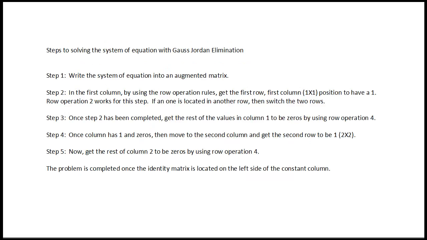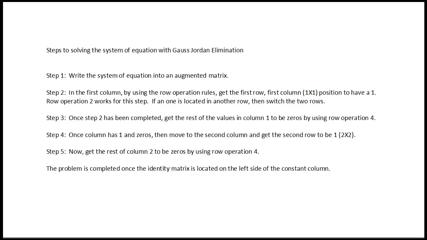Steps to solving the system of equations with Gauss-Jordan elimination. Step number 1. Write the system of equations into an augmented matrix. Step number 2. In the first column, by using the row operation rules, get the first row first column position to have a 1. Row operation number 2 works for this step. If a 1 is located in another row, then switch the 2 rows. Step number 3, once step 2 has been completed, get the rest of the values in column 1 to be zeros by using row operation number 4.